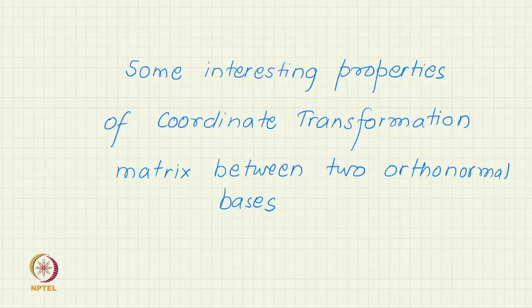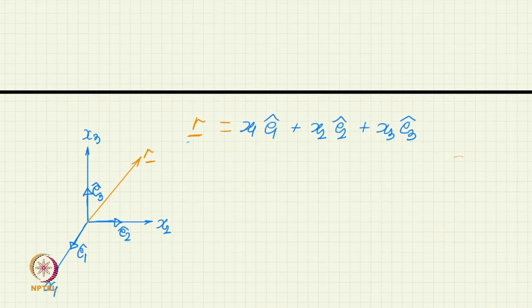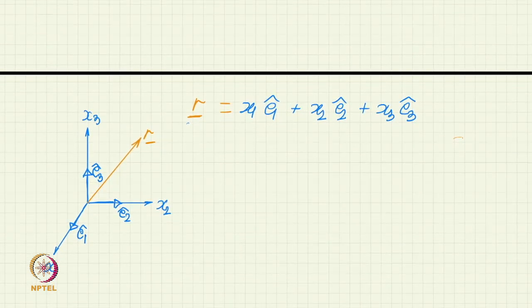The coordinate transformation matrix between two orthonormal bases has some interesting properties, and we will mention them in this video. We have seen that a given vector can be expressed in terms of its components with respect to a given basis. Here vector r is expressed in terms of the orthonormal basis E1, E2 and E3.